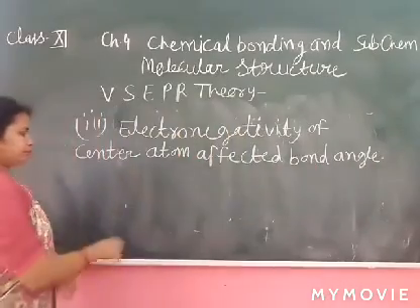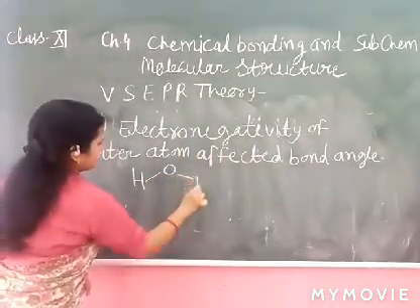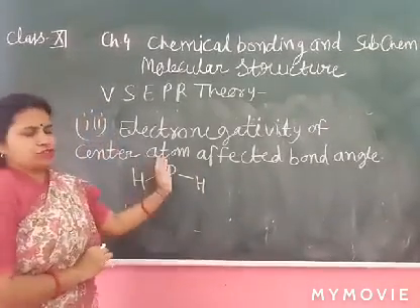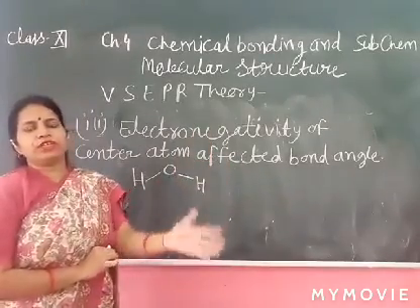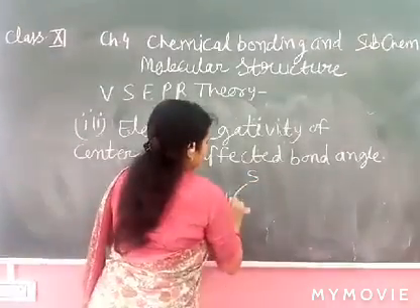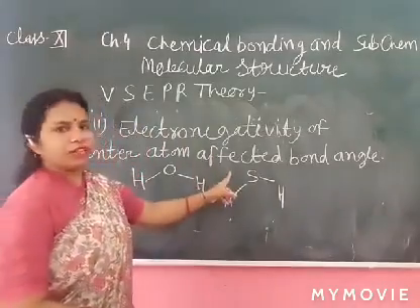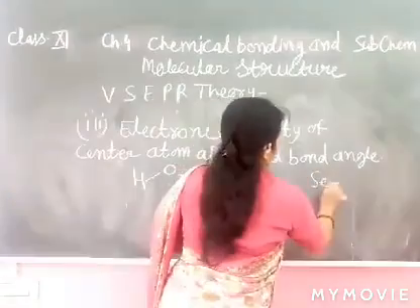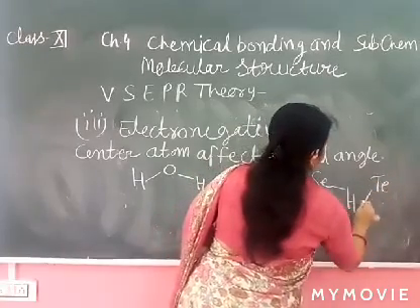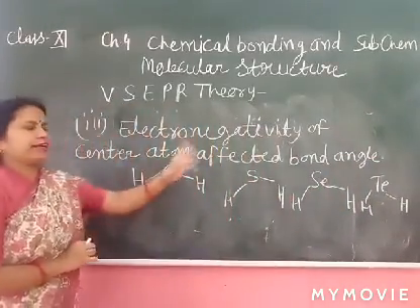Let's see. We can consider the oxygen family group: oxygen, sulfur, selenium, tellurium, polonium. Any example? Oxygen, sulfur, selenium, tellurium. Okay, we can take any example.